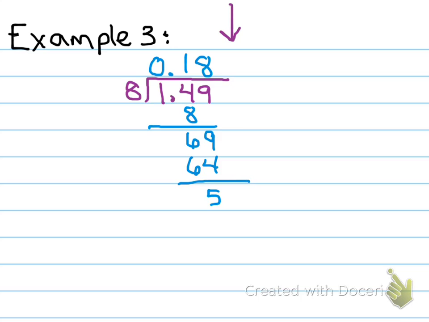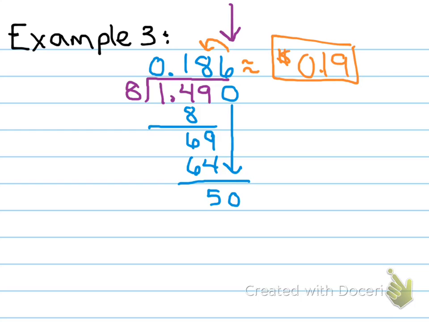Alright, now I want everybody to think with me here for a second. 8 doesn't go into 5, but I need to keep going. I need to keep dividing. What do I need to do? If you're thinking to yourself that you need to add a 0 after the 9 and bring it down, you're absolutely right. So 8 now goes into 50 6 times. 6 times 8 is 48. Alright? But we don't have to keep going past that because we have the number needed to round it to the nearest penny. And our answer is about 19 cents.